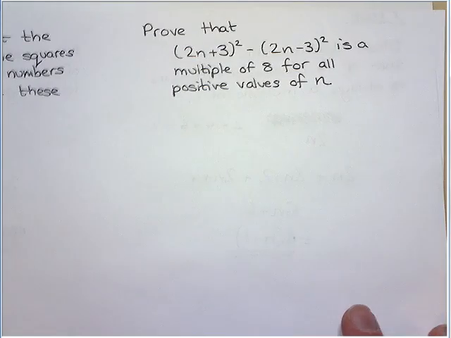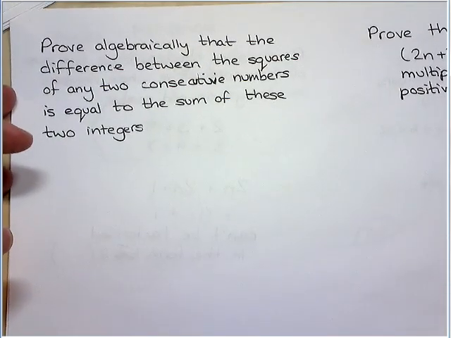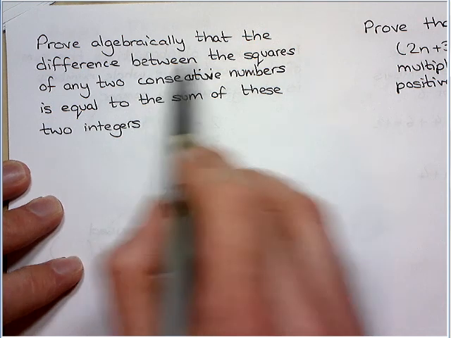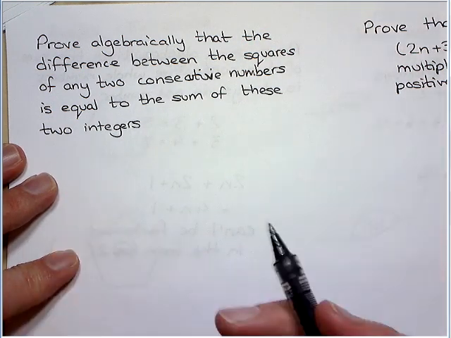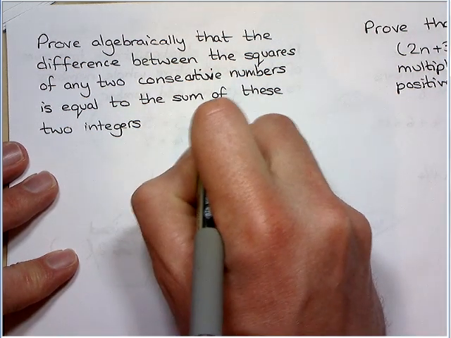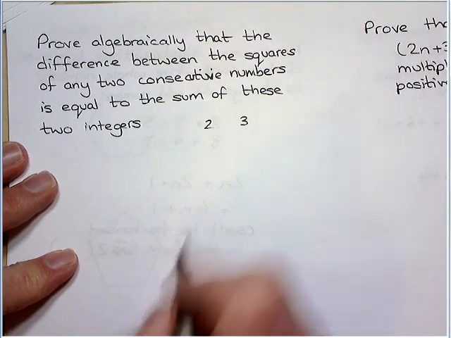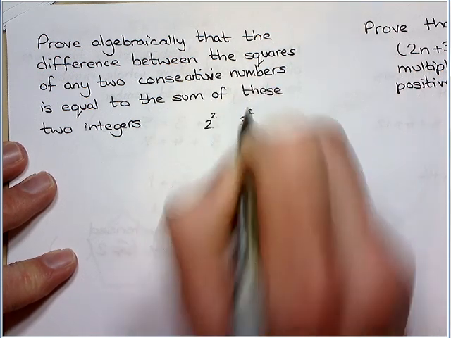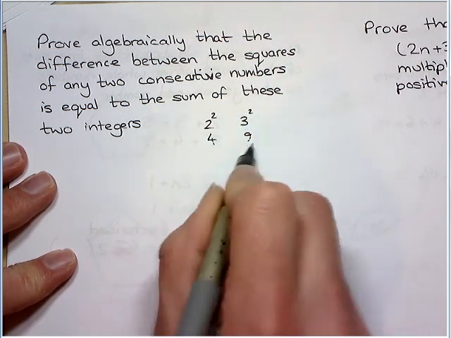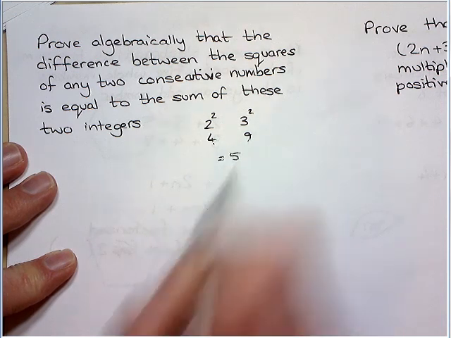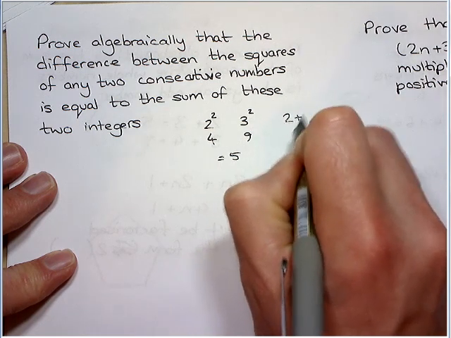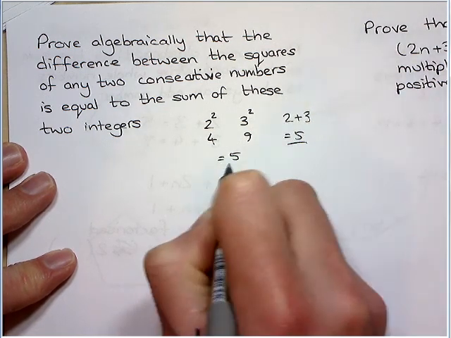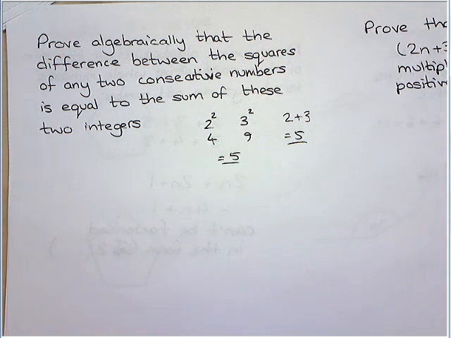Let's look at some slightly trickier ones. So this is a tough one. The difference between the squares of any 2 consecutive numbers is equal to the sum of these 2 integers. So again, let's take 2 and 3. The difference between these squares, so 2 squared is 4 and 3 squared is 9. The difference between them is 5. And that should equal the same as these 2 initial numbers. And it does. So we can prove numerically that this works, now we have to prove it algebraically.